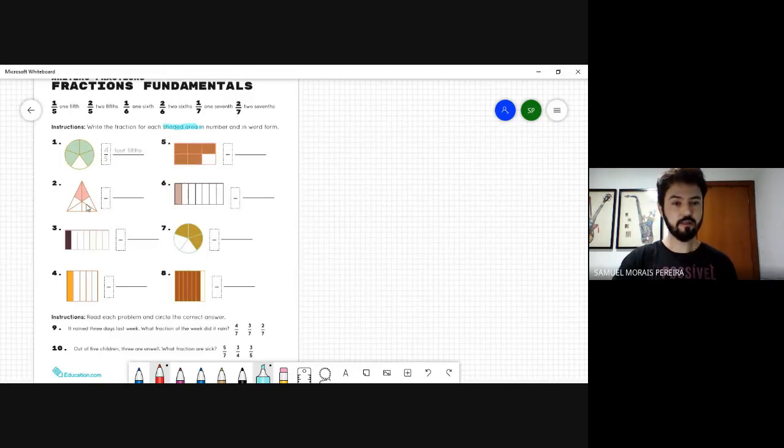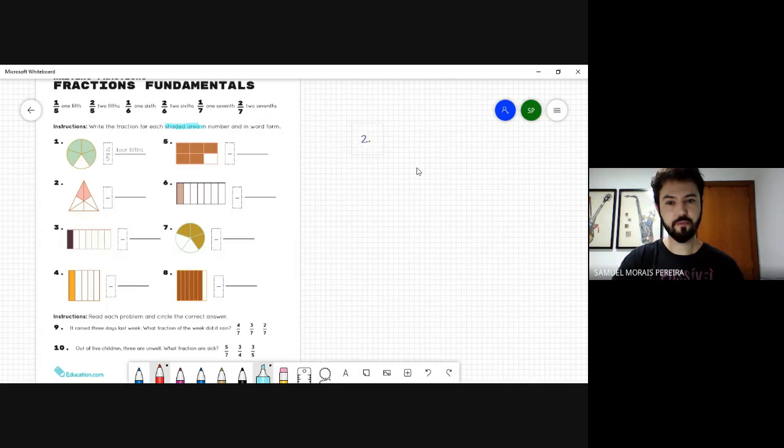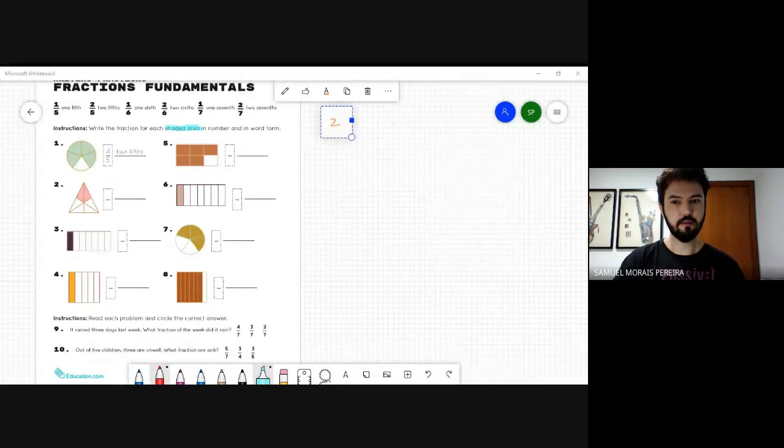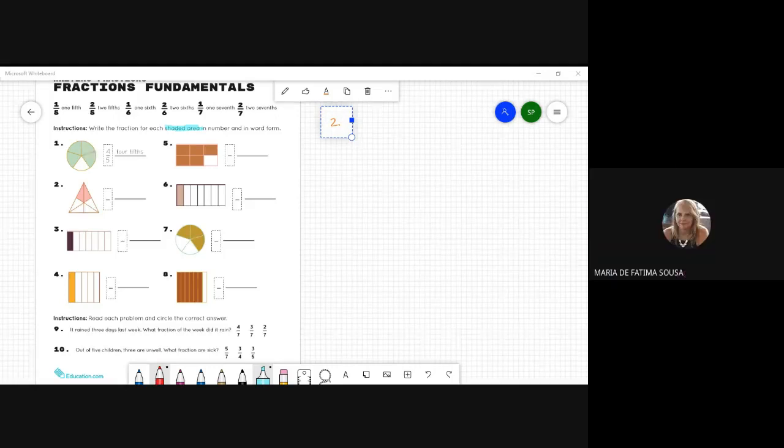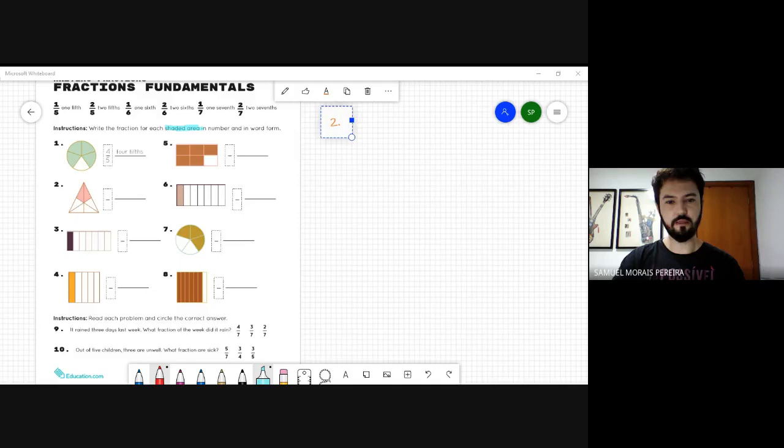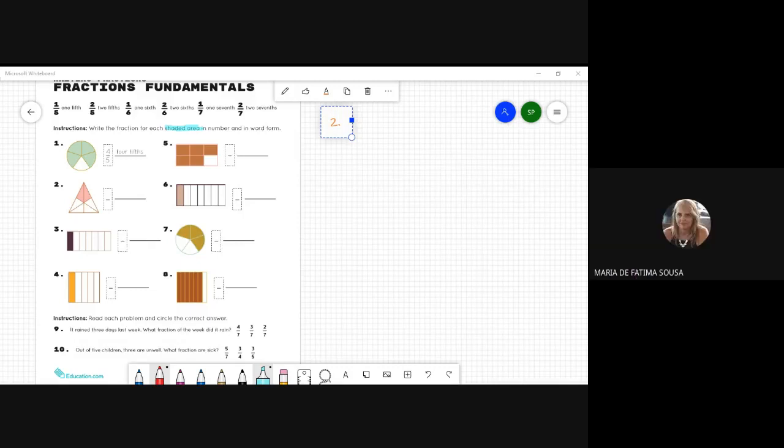And then you have the others. Douglas, can you tell me the fraction for number 2, please? Number 2. Douglas? No? Isn't Douglas here, guys? Maria de Fátima, can you open the microphone, please? Yes. Maria, can you do the number 2 for us, please? 2/5.